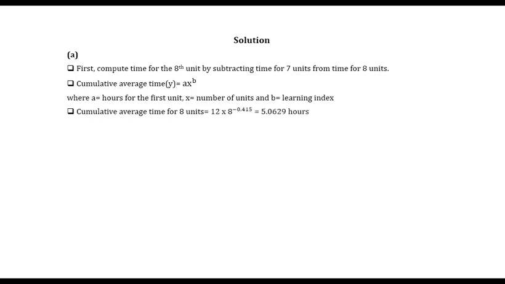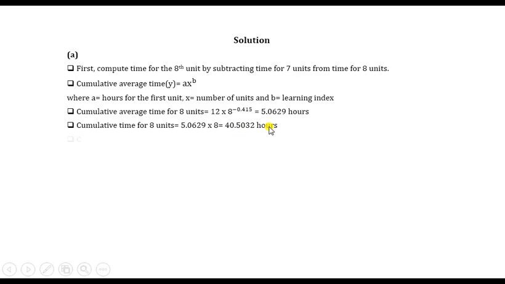So we start with 8 units. Cumulative average time for 8 units will be equal to A, hours for the first unit, which we are given as 12, times X, the number of units, which is 8, to the power of the learning index, negative 0.415. If you compute this, we obtain 5.0625. This is the average cumulative time for 8 units, but we need the total time. So we multiply by 8 and we obtain 40.5032 hours.